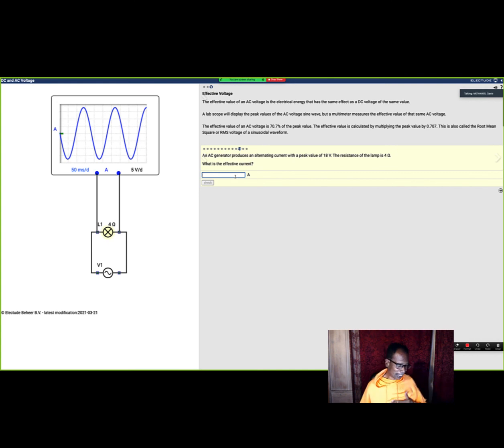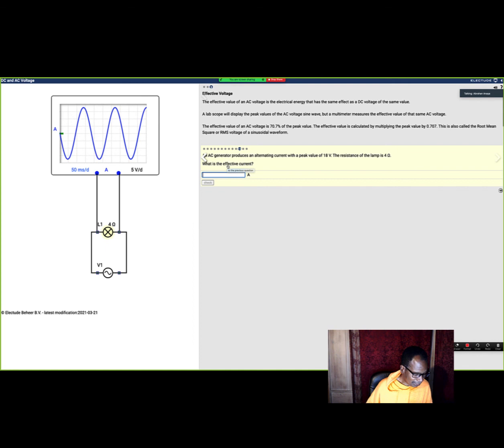This one is going to be a little tough. It says an AC generator produces an alternating current with a peak value of 18 volts. The resistance of the lamp is 4 ohms. What is the effective current?